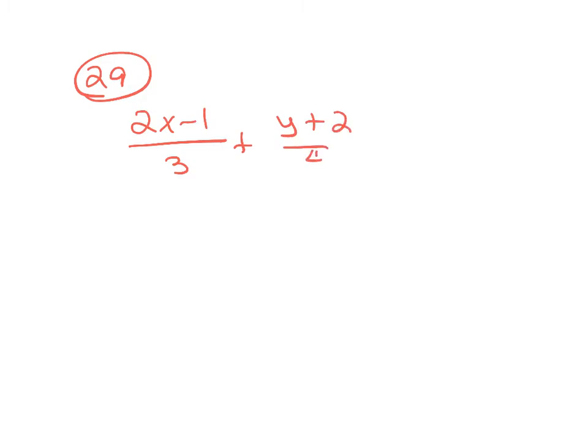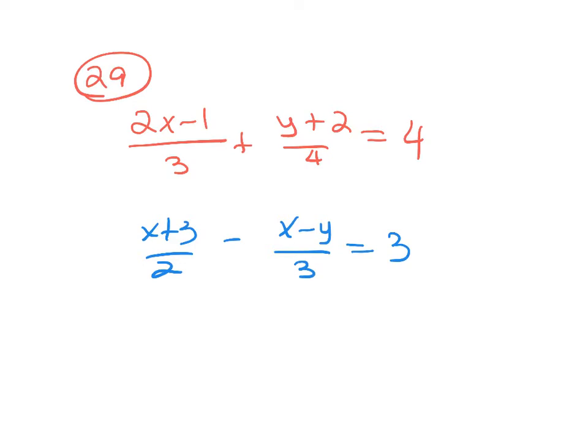So for number 29, we're going to do 2x minus 1 over 3 plus y plus 2 over 4 equals 4. And then the second equation is x plus 3 over 2 minus x minus y over 3 equals 3. All right, so my advice to you is clear the fraction first.